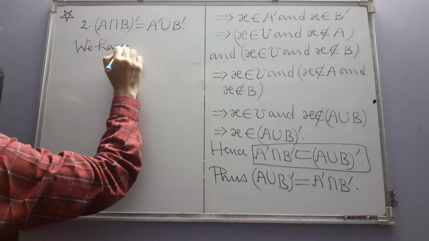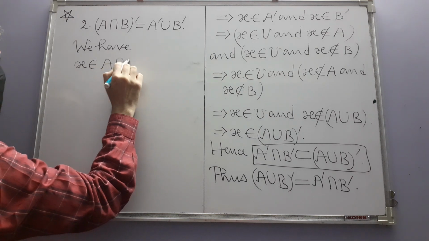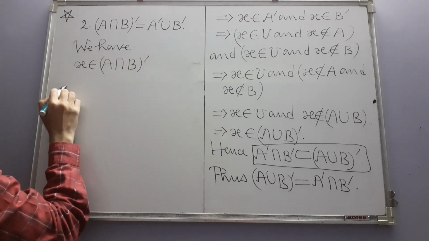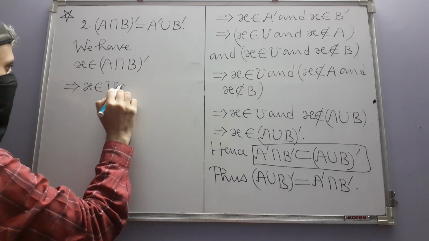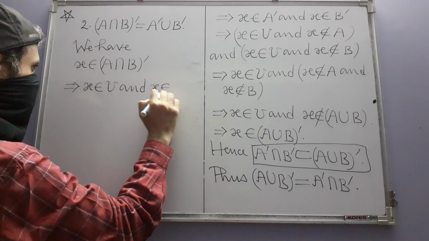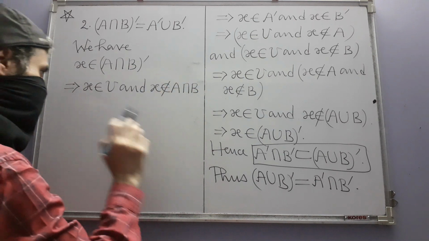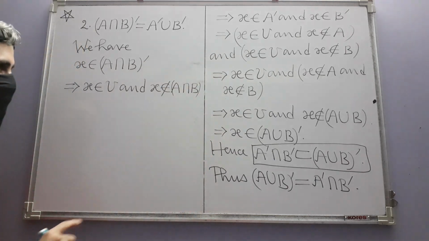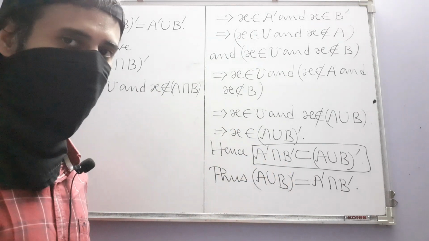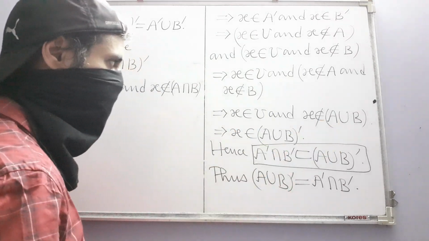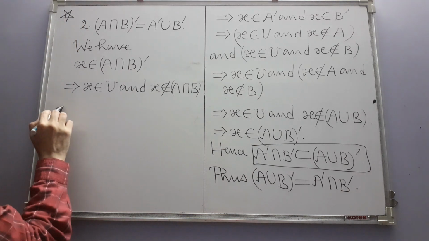Again, we start by considering any element here. So this means X belongs to U and X does not belong to A intersection B. Now you have to be careful here. The situation here and the situation there are drastically different. Not being in union and not being in intersection mean two entirely different things.